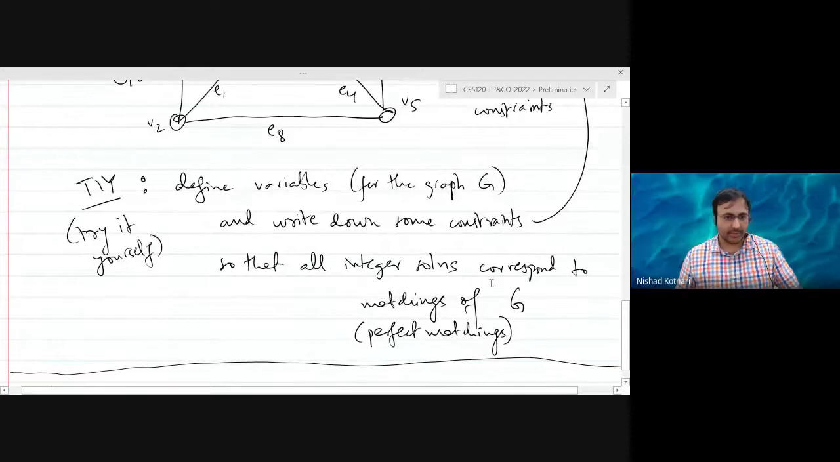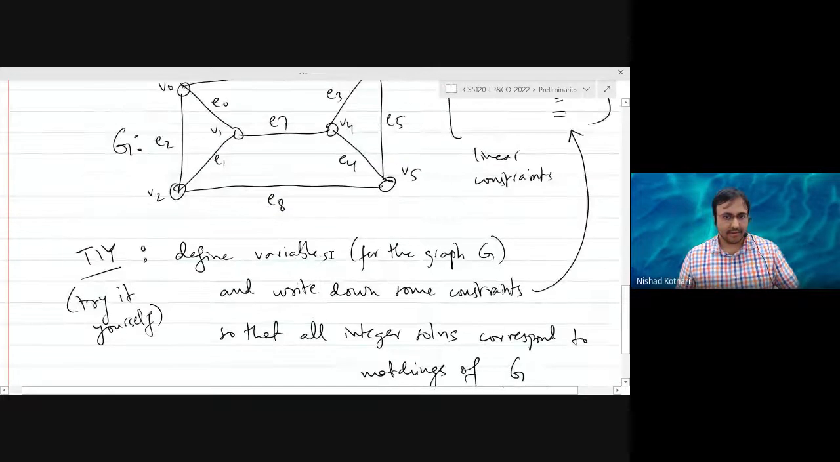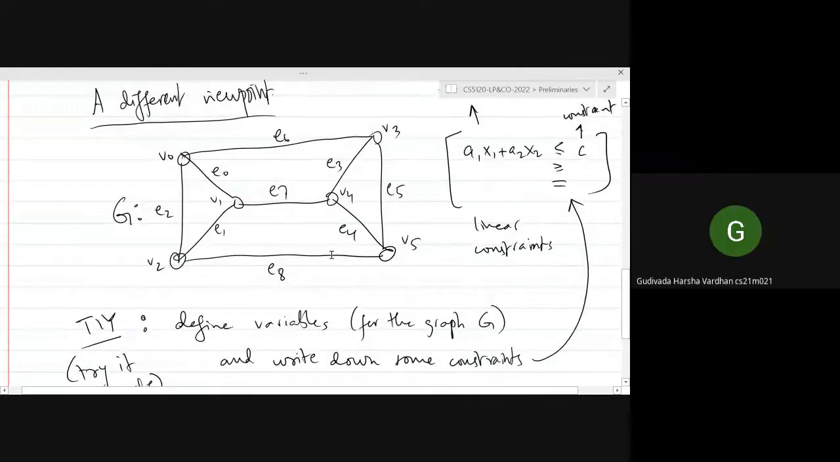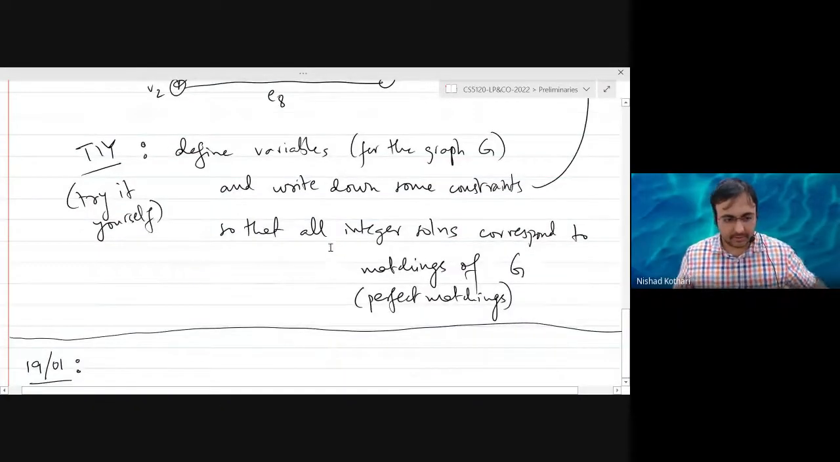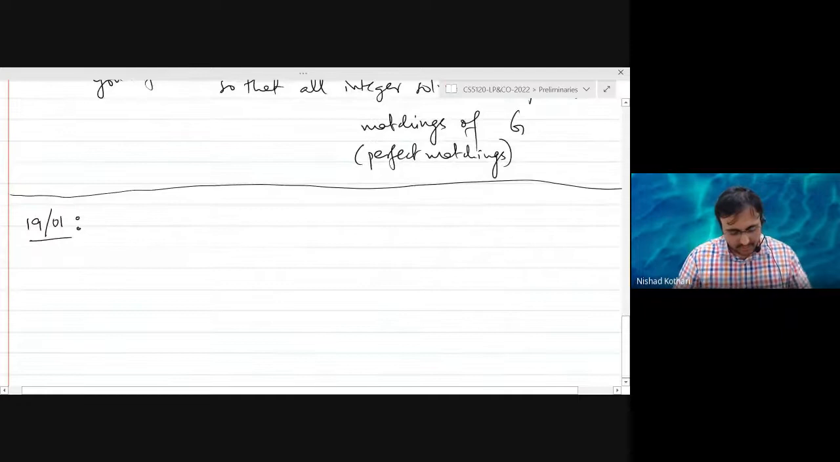Preferably someone who has not seen this in a previous course. Harsha? Yeah, I was able to think something, but not completely. Regarding the variables, maybe each edge is a variable, and we can impose some constraints on it. Like if that edge is included in the matching, it will take the value one, and if it doesn't get included, value zero. Okay, so this is a good start.